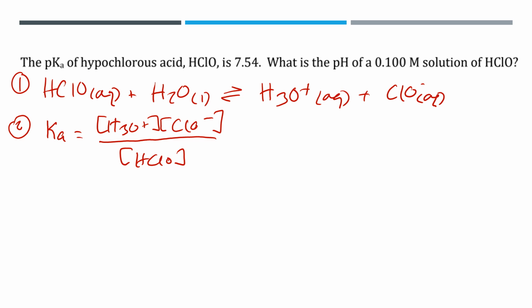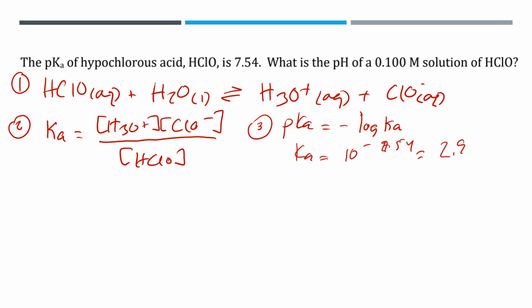So we can actually calculate the Ka since we're given the pKa. Remember that pKa is the negative log of Ka. But because I have the pKa, I need to find what the Ka is. So I'm going to do the opposite, kind of like before. The Ka will equal 10 to the negative pKa. So 10 to the negative 7.54 gives me 2.98 times 10 to the negative 8.